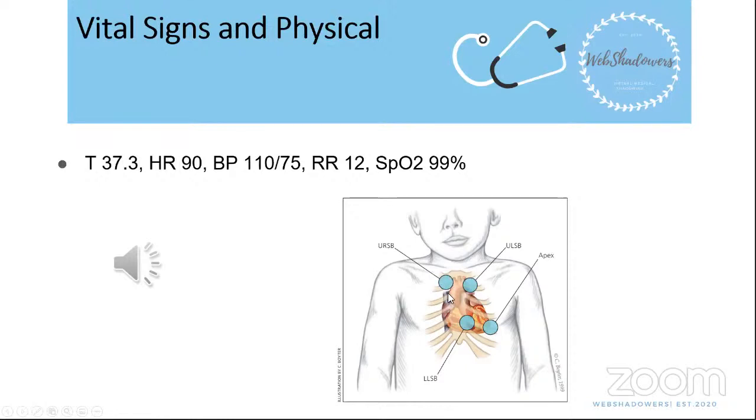So not to get too into the details of this, but up here at the right sternal border, we listen for the aortic valve. Left, we listen to the pulmonic valve. Down here at the left lower, we listen to the tricuspid valve. And then here at the apex, we're listening to the mitral valve.